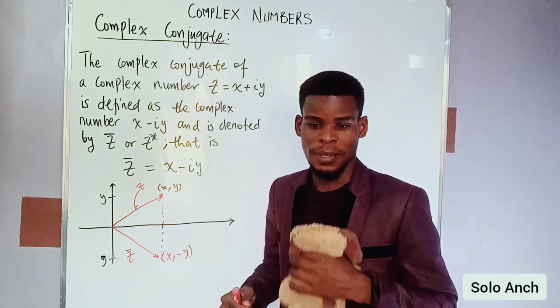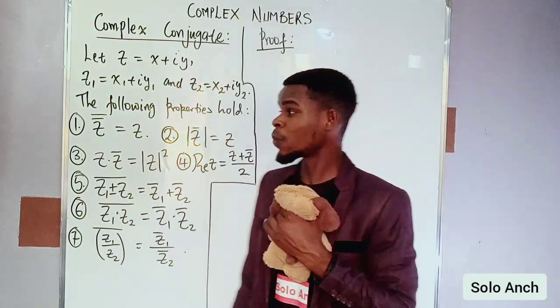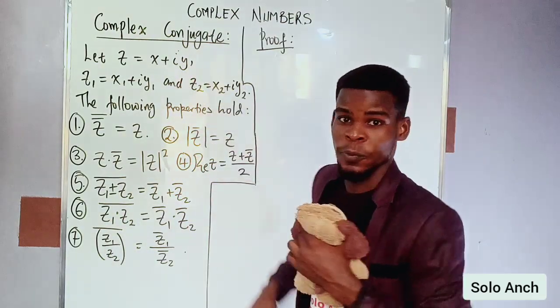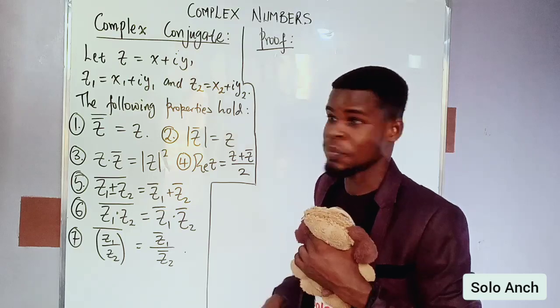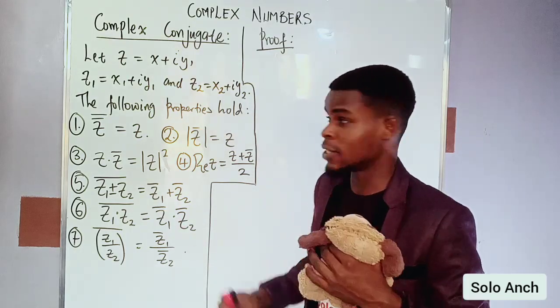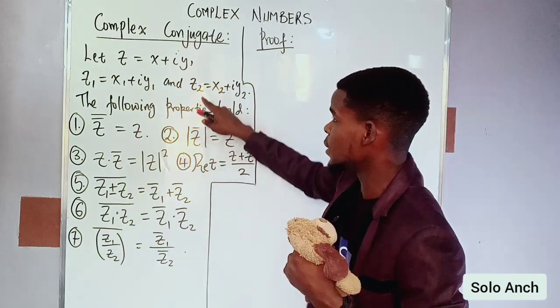So let's see what we have. Okay, so we have to prove the following properties. Now, start off by saying that let z be x plus iy, z1 be x1 plus iy1, and z2 be that.